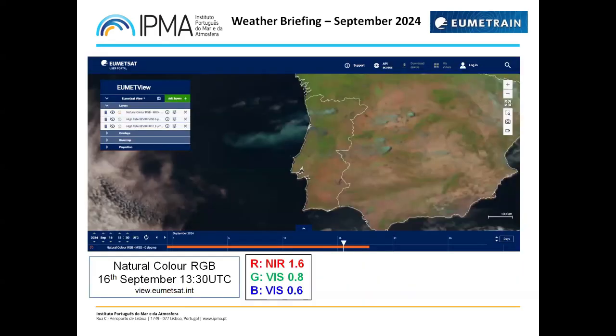Here, Rayleigh scattering occurs due to the small size of smoke particles, and visible wavelengths are very sensitive to the scattering. So these smaller wavelengths used here have higher reflectance values, and larger wavelengths have lower reflectance values, and we can take advantage of that with this natural RGB.